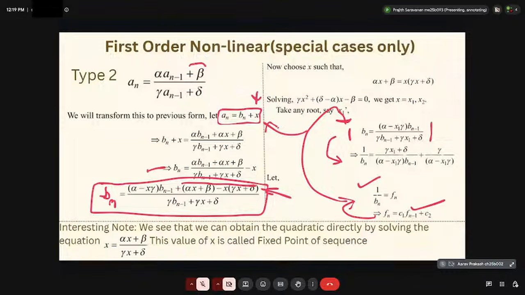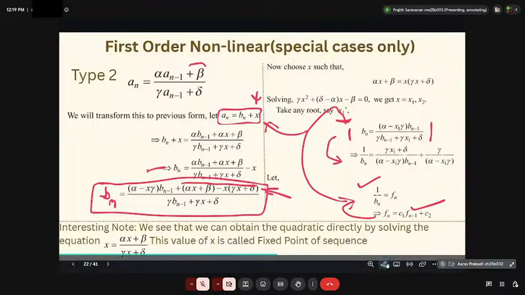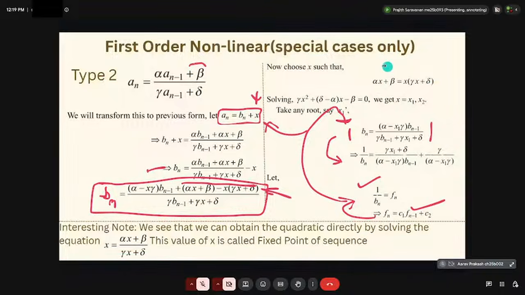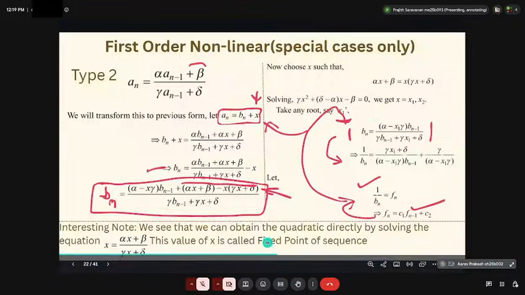So the interesting note over here is that this expression is simply obtained by replacing a_(n-1) as x. If we write a_n equal to a_(n-1), they're not really equal, but if you set both to be x, you will get the same quadratic. So this x is called the fixed point of the sequence. X is called the fixed point.